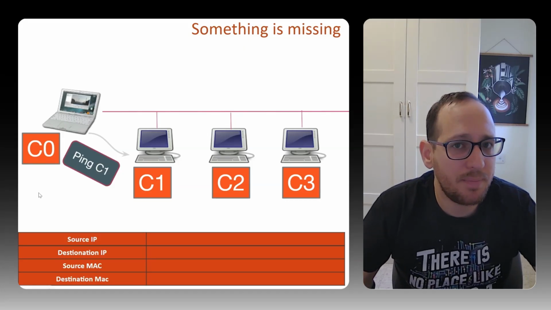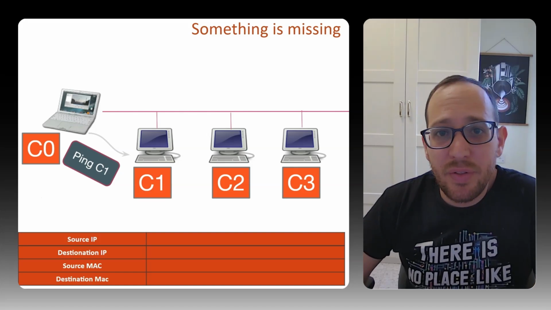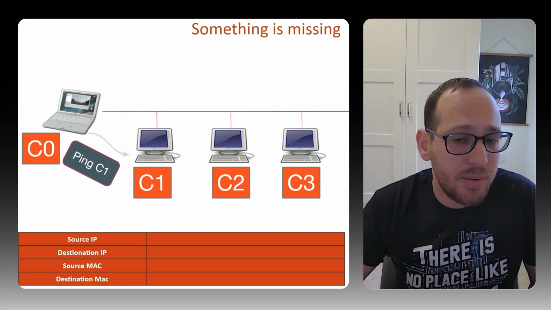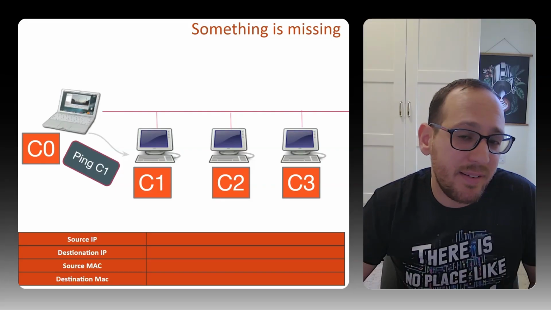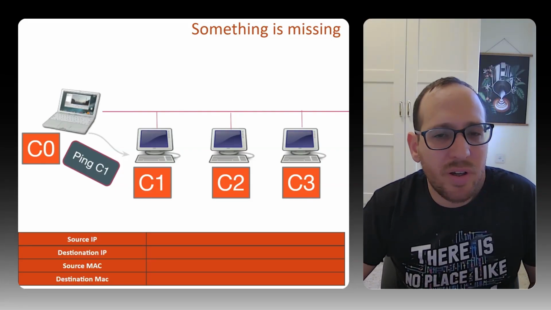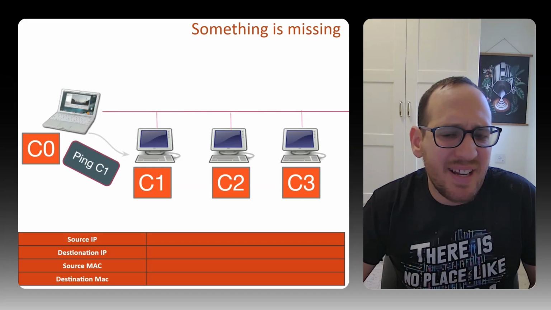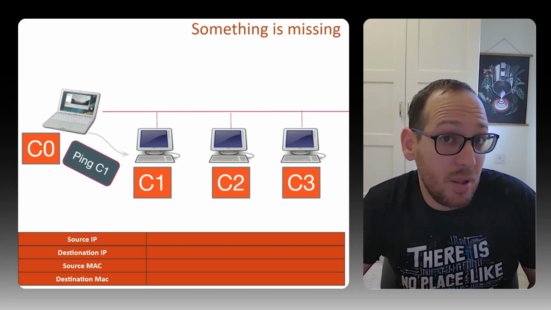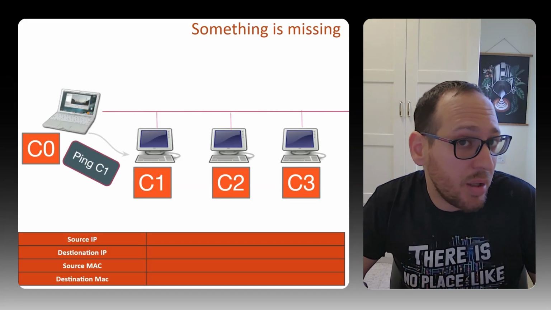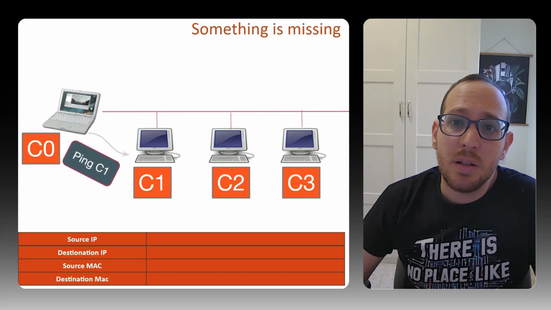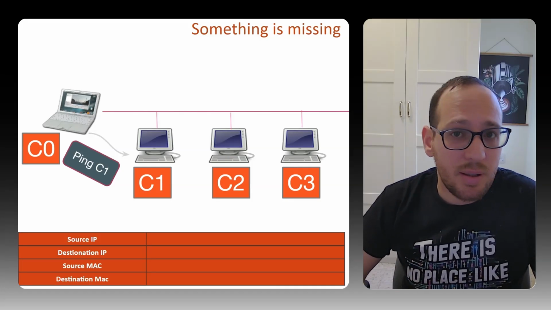How do we know it? I've received the source MAC from my manufacturer. I mean, it's literally burned on my NIC, the network interface card. It's on the hardware, so I know what it is. But what about the destination MAC? I mean, I'm supposed to put it, or the network interface card is supposed to include it in the outgoing frame, in the Ethernet layer.